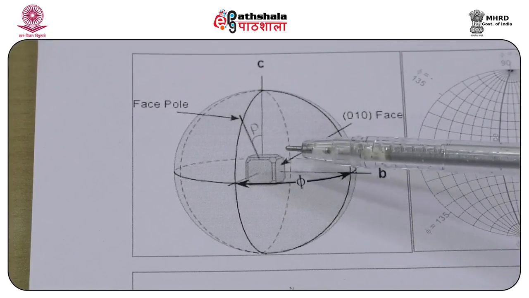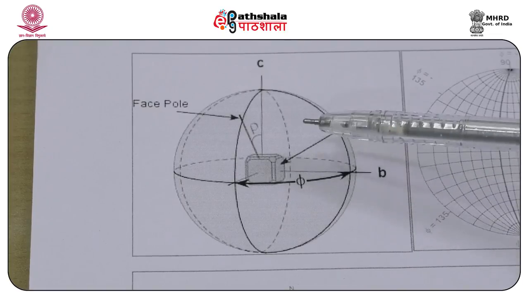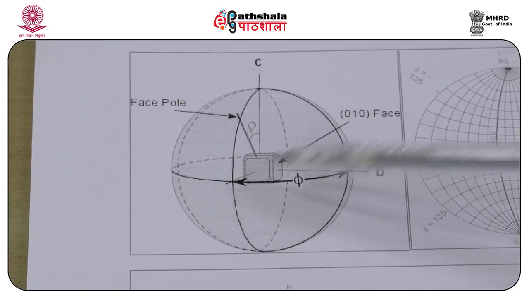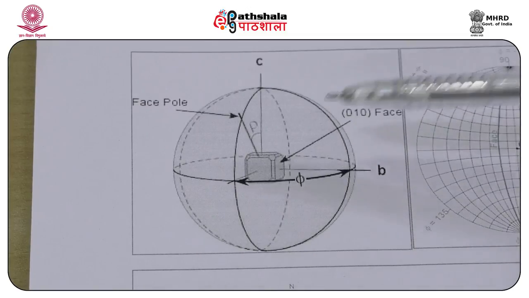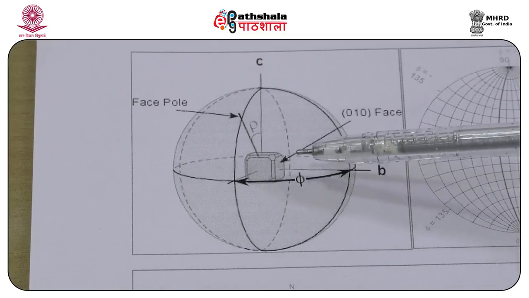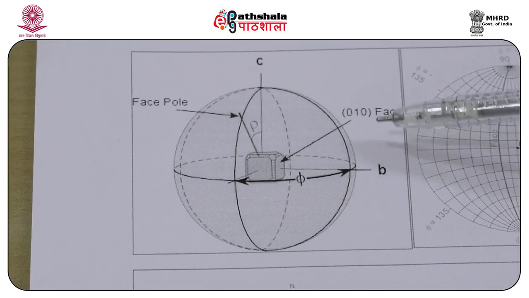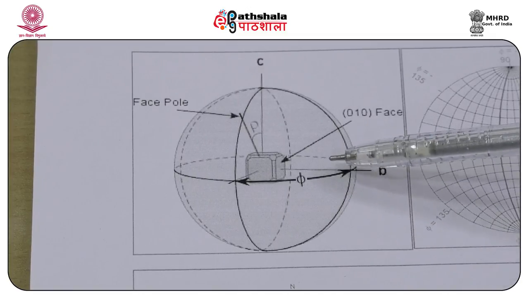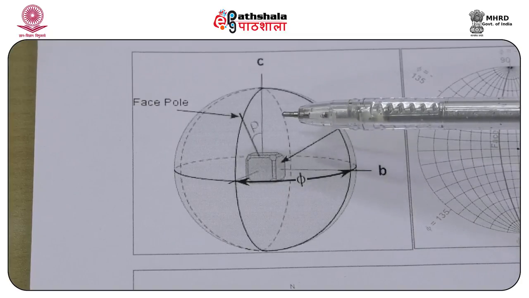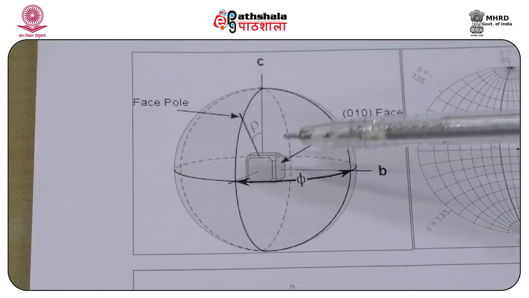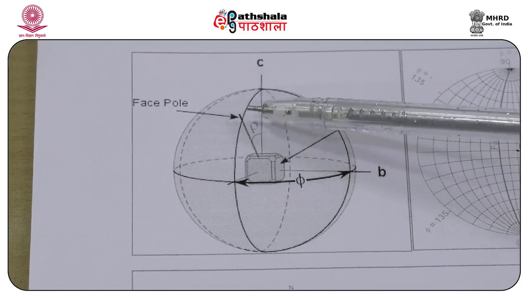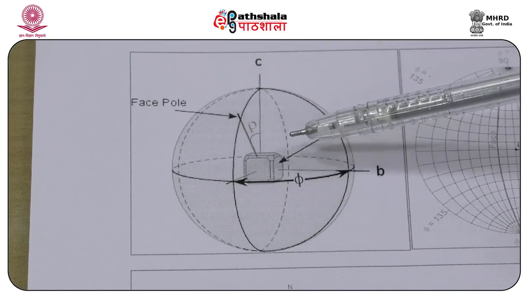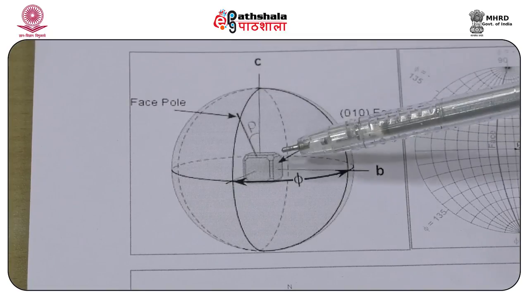Let us define this face as the 0-1-0 face, having a phi angle of 0 degrees. That is the angle here. For any other face, the phi angle will be measured from the B axis in a clockwise direction in the plane of the equator. We define the rho angle between the C axis and the pole of the face. It is measured downward from the north pole of the sphere.